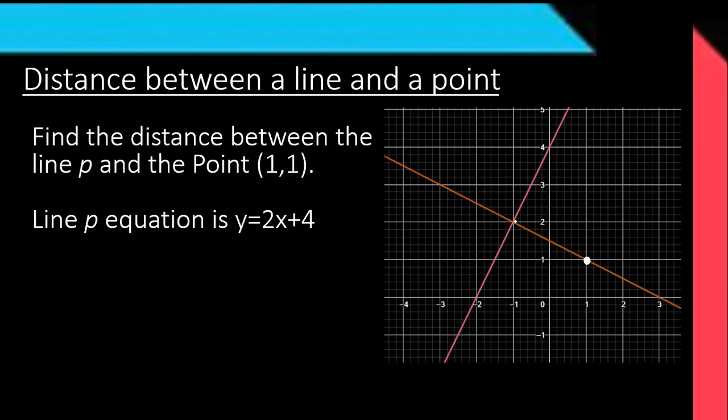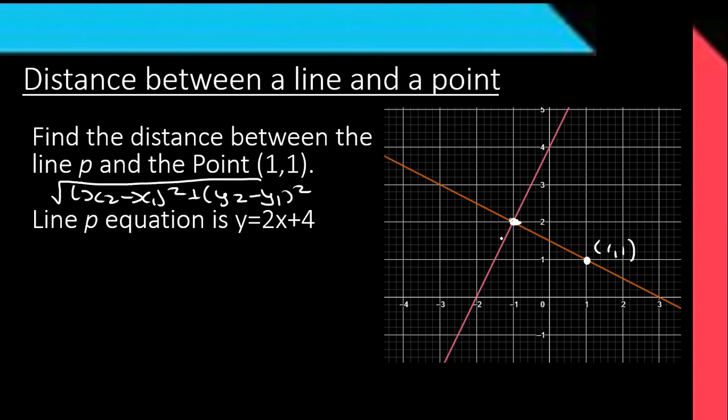So I need to work out the distance between this point and this point. First thing we need to think about is, how do you work out the distance? By using the distance formula, which is the square root of (x2 minus x1) squared plus (y2 minus y1) squared. And that's how you work out the distance. We need two ordered pairs to do this. We need one of them, which we have, which is (1, 1). And then we need this one here, where the pink and the orange line intersect.